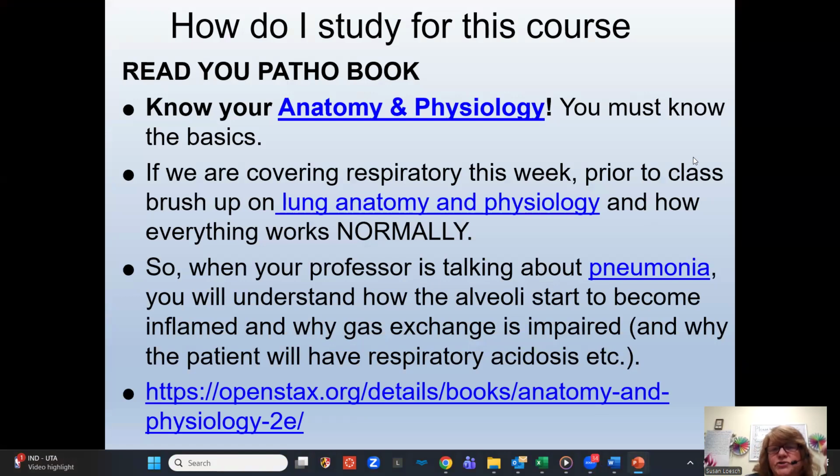So we're talking about how you study for this course, okay? You have to read that book. You have to know your basic A&P, like if we're covering respiratory. Before class, you need to brush up on the anatomy and the physiology and how everything works normally. So like, let's say the heart. How many of you know how blood flows through the heart?